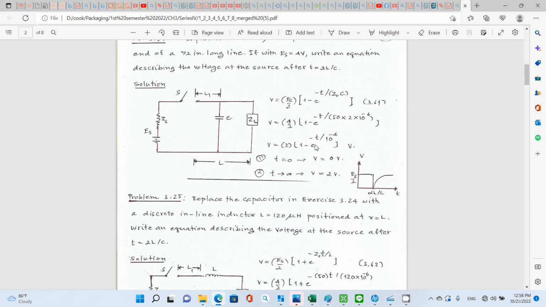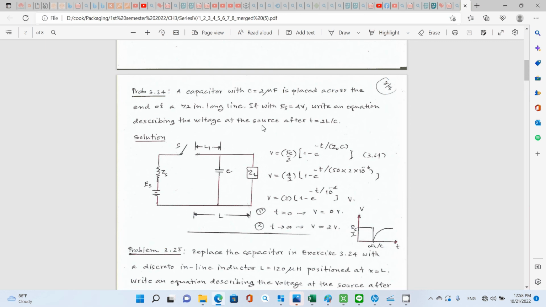So from this equation, when T goes to infinity, this term drops. What you have left is 2. So that's why the final voltage becomes 2 volt. That's the voltage at the source.